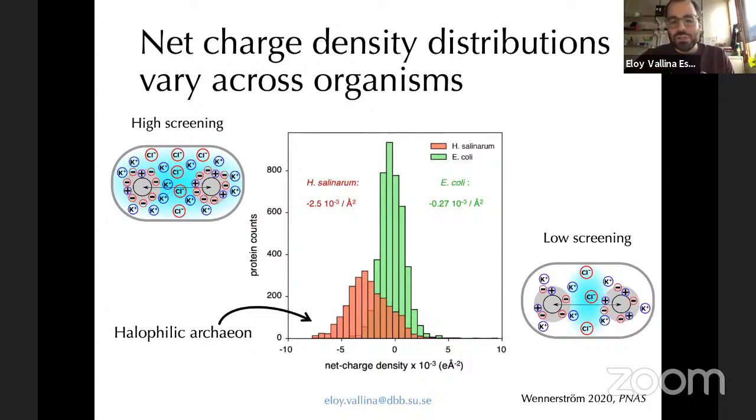And its strategy to deal with these salty environments is to accumulate electrolytes inside the cell. So it tends to accumulate potassium chloride, right? This creates, from our physicochemical point of view, a high screening environment in which electrostatic interactions are dampened. And so the proteins respond by accumulating more negative charge, and so maintaining this mild electrostatic repulsion that ensures protein mobility and solubility. Right, and it was recognizing these differences between E.